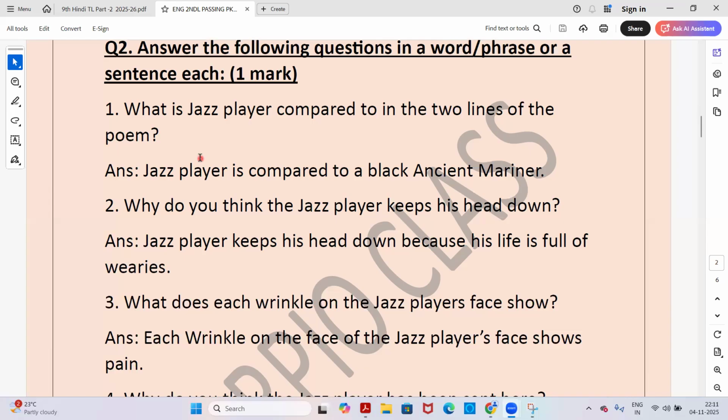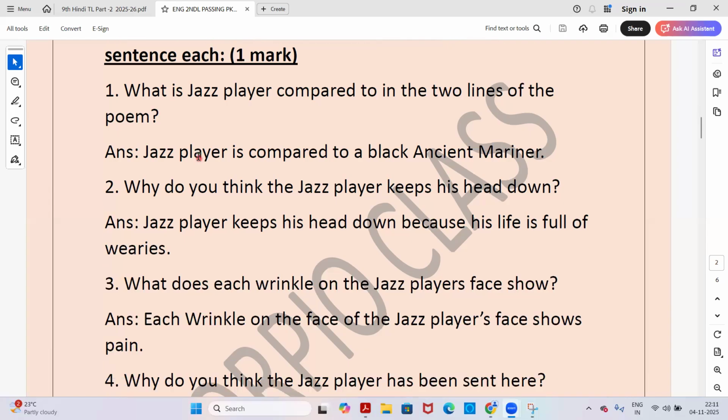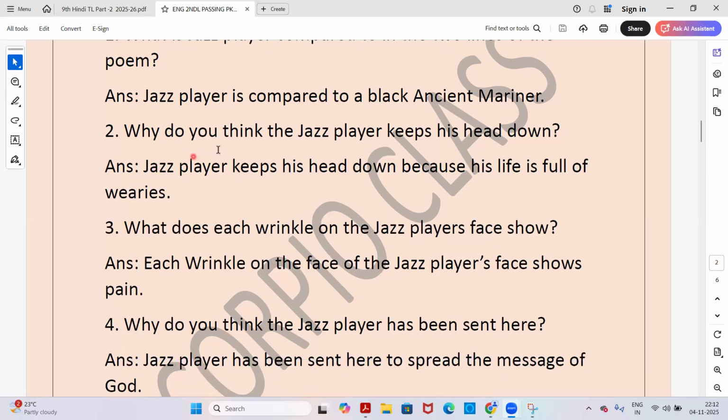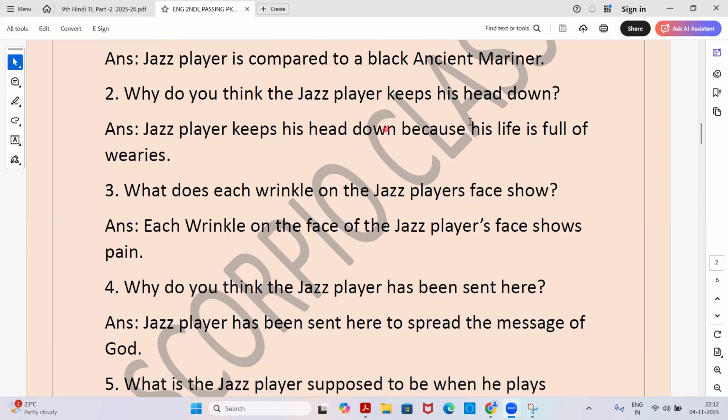We have some more questions here. First one, what is the jazz player compared to in the 2 lines of the poem? Answer, the jazz player is compared to a black ancient mariner. Next, why do you think the jazz player keeps his head down? Answer, the jazz player keeps his head down because his life is full of worries.